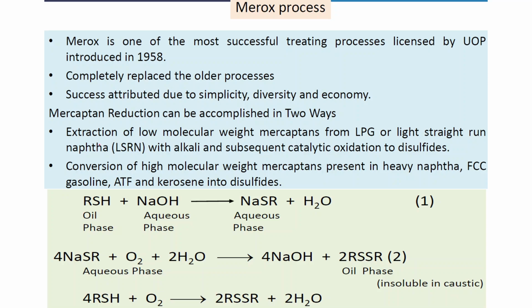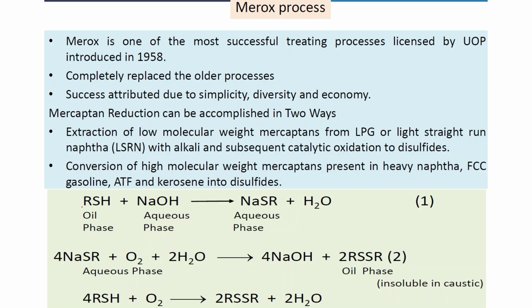In this, extraction of both low molecular weight mercaptans as well as high molecular weight mercaptans is possible. The low molecular weight mercaptans are produced from low molecular weight products such as LPG, light straight run naphtha, and the high molecular weight mercaptans are derived from heavy products such as heavy naphtha, FCC gasoline, ATF, etc., and can be converted to disulfides and removed.